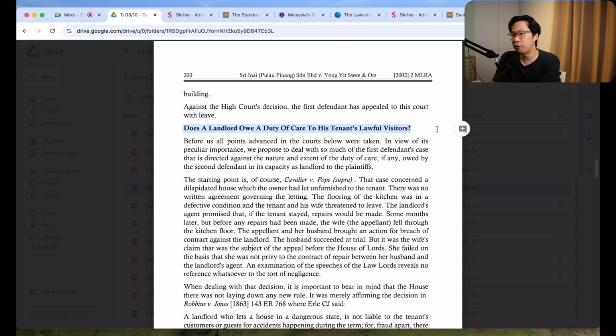Is there a privity of contract? Because what happened was, this friend and I are friends. My friend and the landlord is a little bit far. Privity of contract. So this is the thing. I want you to read this case.